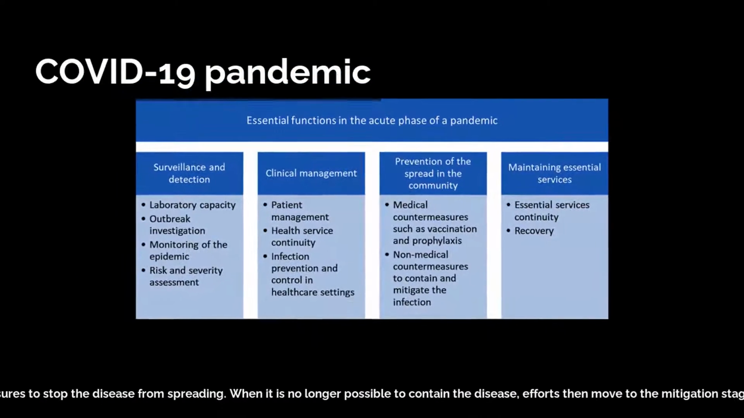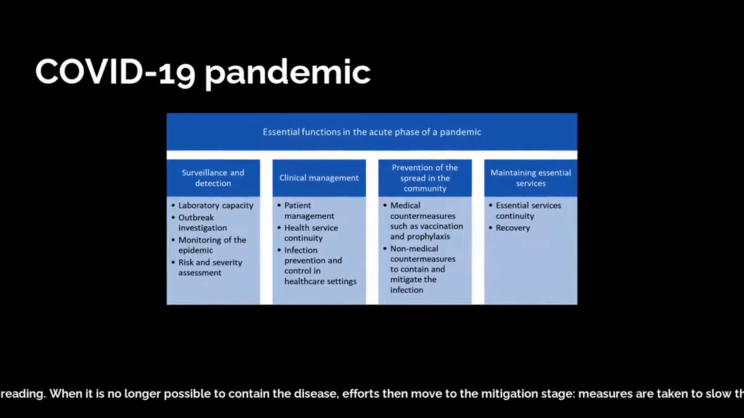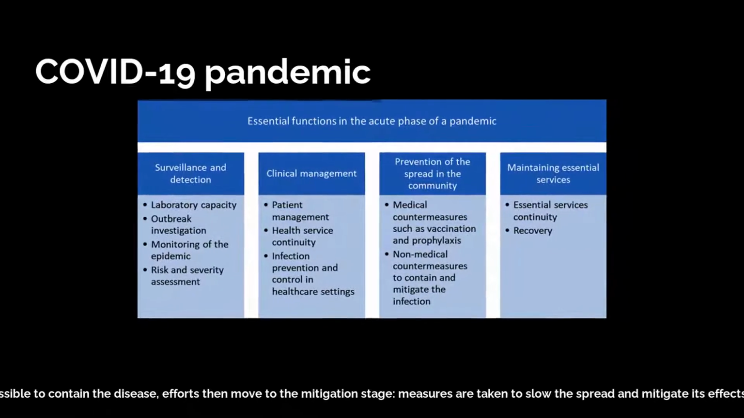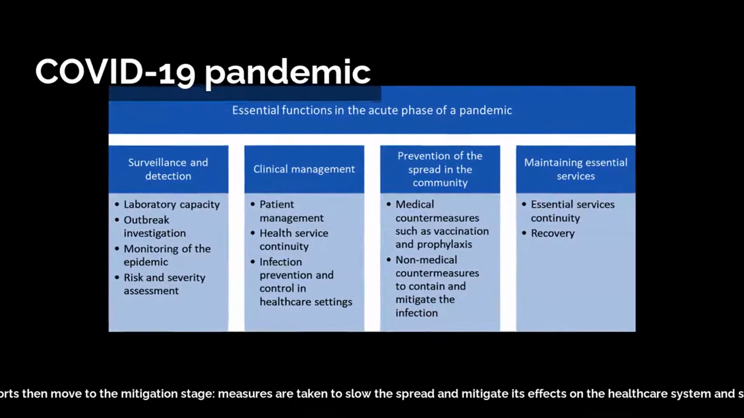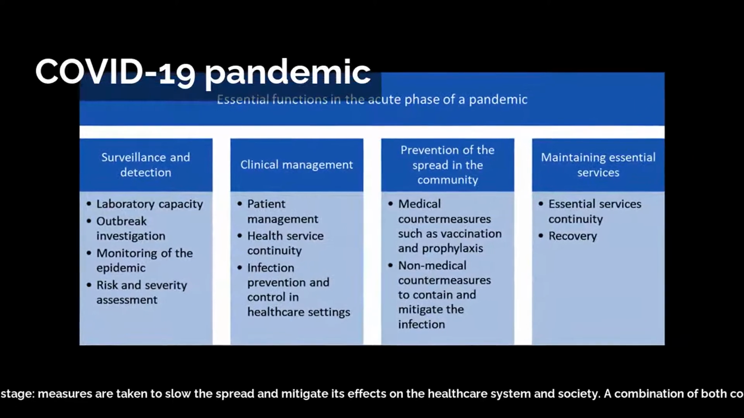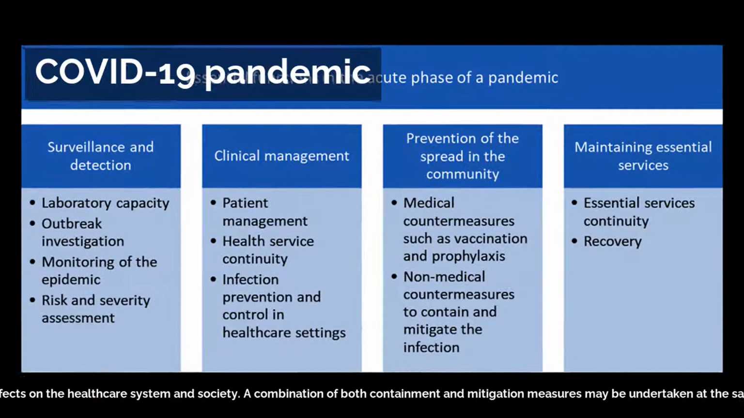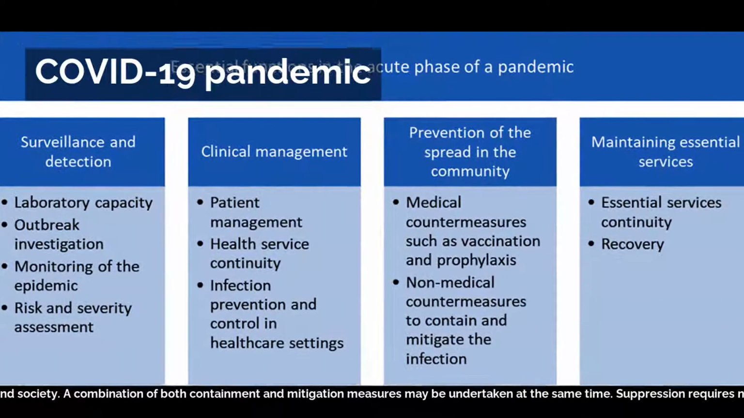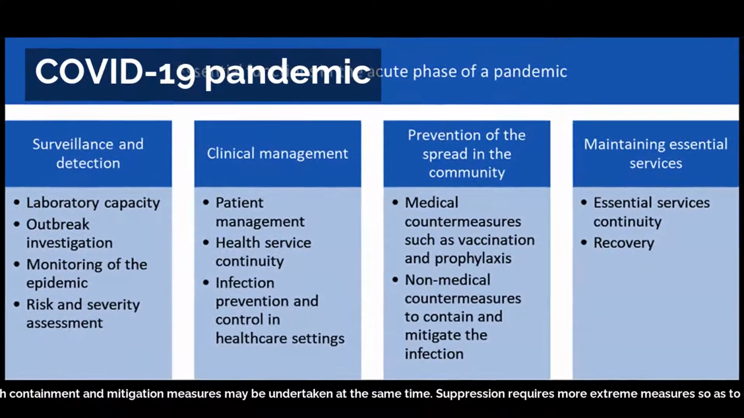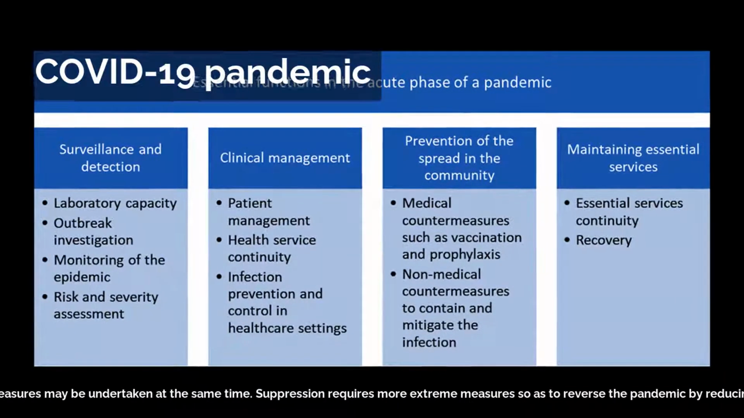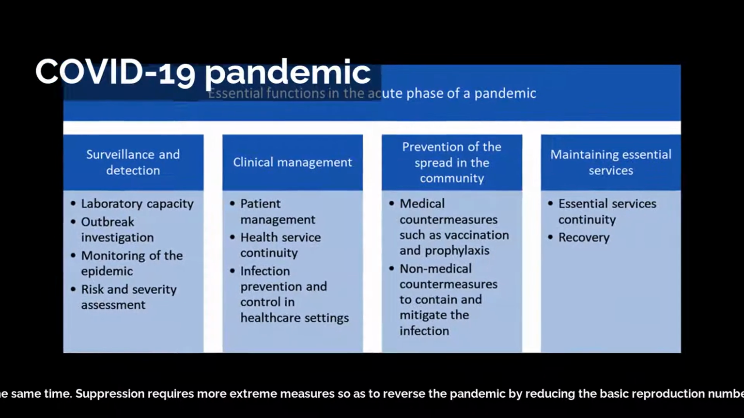When it is no longer possible to contain the disease, efforts then move to the mitigation stage. Measures are taken to slow the spread and mitigate its effects on the healthcare system and society. A combination of both containment and mitigation measures may be undertaken at the same time. Suppression requires more extreme measures so as to reverse the pandemic by reducing the basic reproduction number to less than 1.